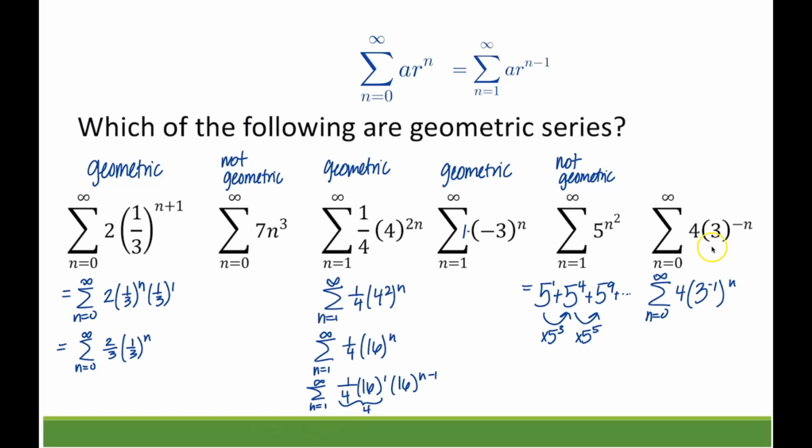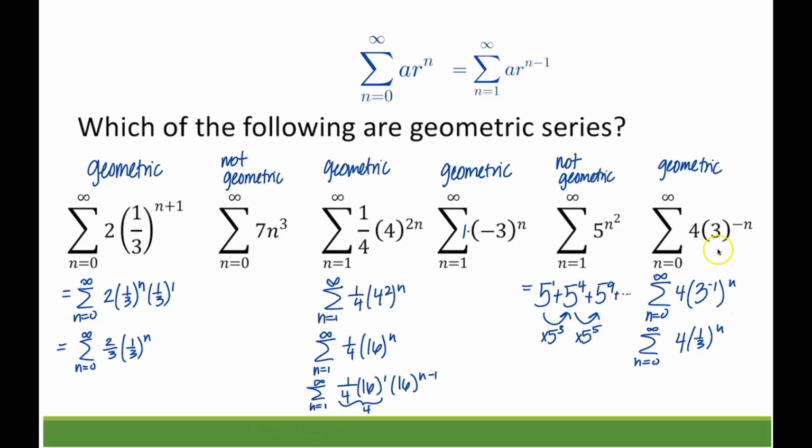I'm showing kind of a lot of work here. Here, that negative n is negative 1 times n. And what do we know about 3 to the negative 1? We can rewrite that as 1/3. So I have 1/3 to the n there. So n equals 0 to infinity of 4 times 1/3 to the n. Yes, this is absolutely geometric.